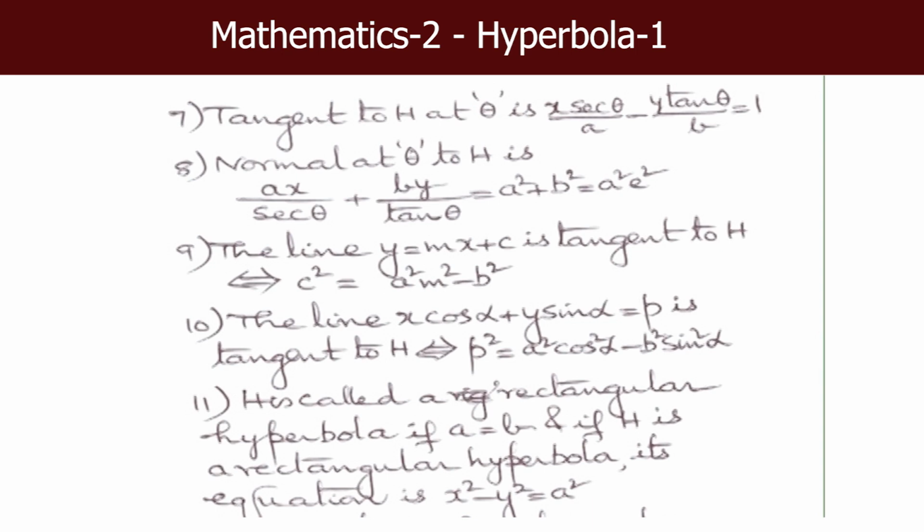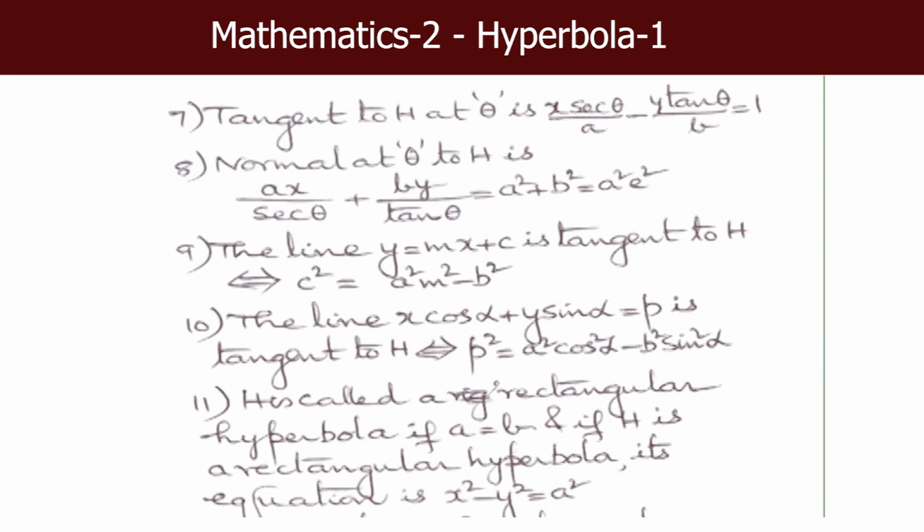When a equal to b, you can easily see that the asymptotes are x by a plus or minus y by a equal to 0, or x plus or minus y equal to 0. One asymptote is x plus y equal to 0, the other is x minus y equal to 0, which are clearly perpendicular. Therefore, the hyperbola itself is called a rectangular hyperbola in this special case when the transverse and conjugate axes are of the same length. Its standard equation is x square minus y square equal to a square, referred to the transverse axis as the x axis and the conjugate axis as the y axis.